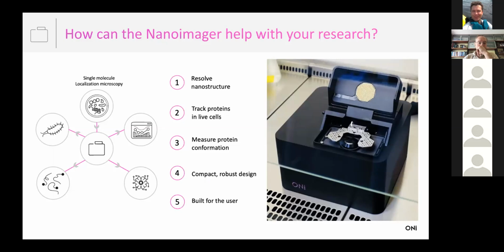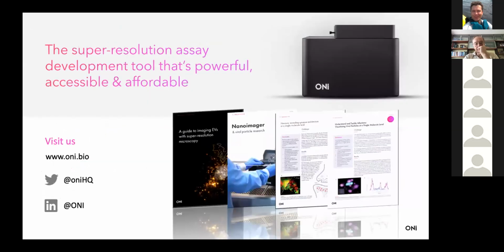The dedicated software has all the tools that are necessary so that you can start your analysis immediately after the data acquisitions. And importantly, we've really tried to build an imaging platform that is for the user. Now, we really believe that the NanoImager opens new and exciting possibilities within scientific research. And what we're really excited about is unlocking the power of all this technology together with you.